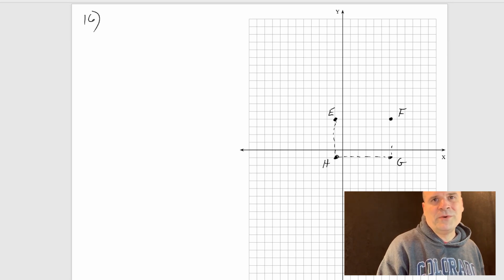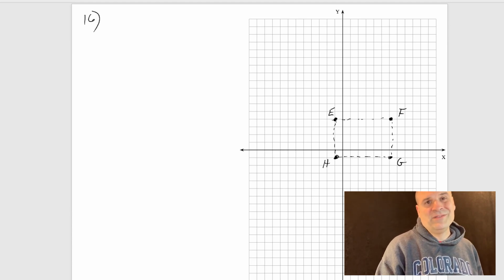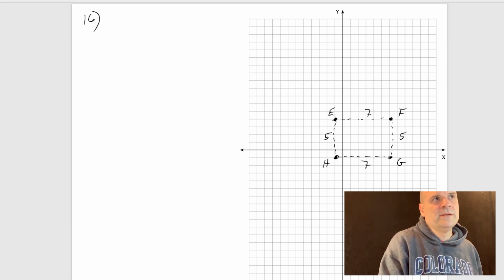I want to find the perimeter. We did this stuff in pre-algebra. So count the units. That's 7 units. And count the units here. That's 5 units. So what's the perimeter? Equals a couple 7s and a couple 5s. Just 24 units.